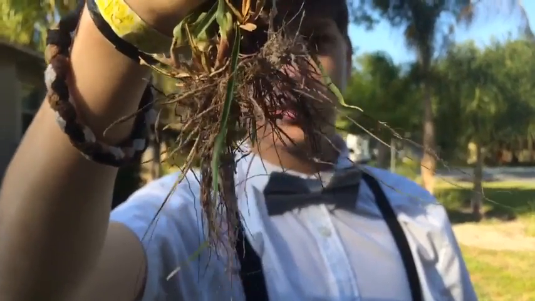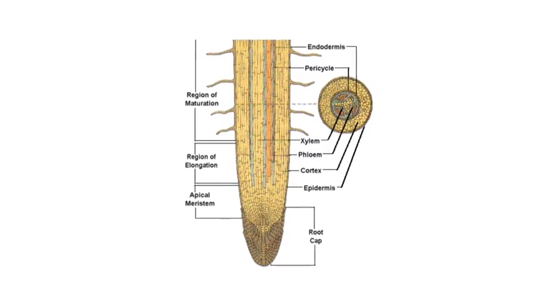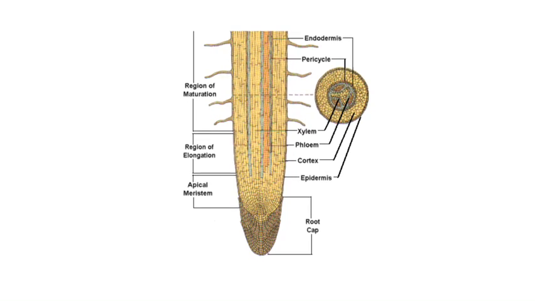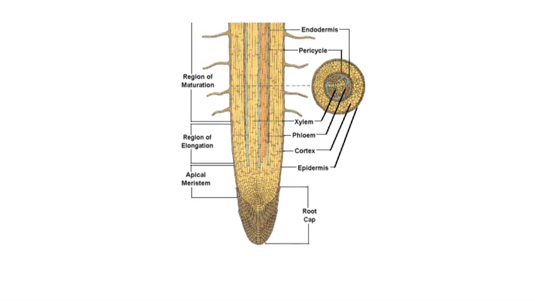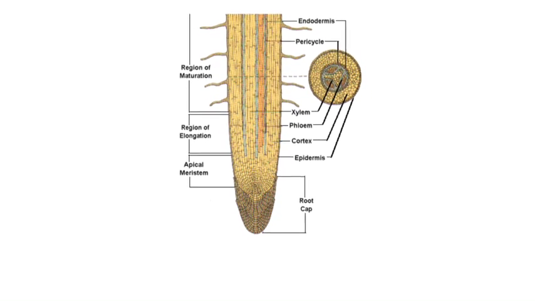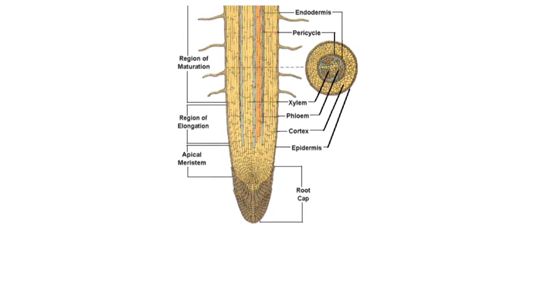Let's take a closer look. In a root, there is an epidermis, a cortex, root hairs, an endodermis, a pericycle, a xylem, a phloem, an apical meristem, and a root cap.